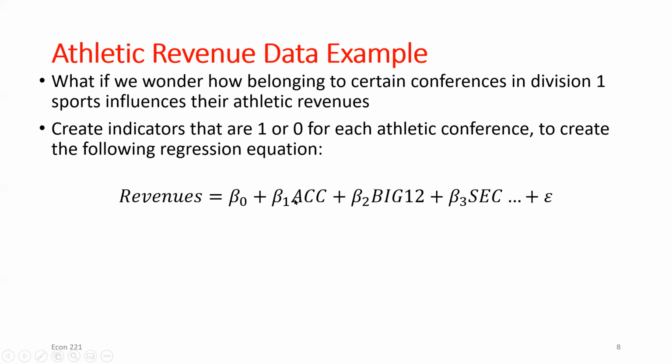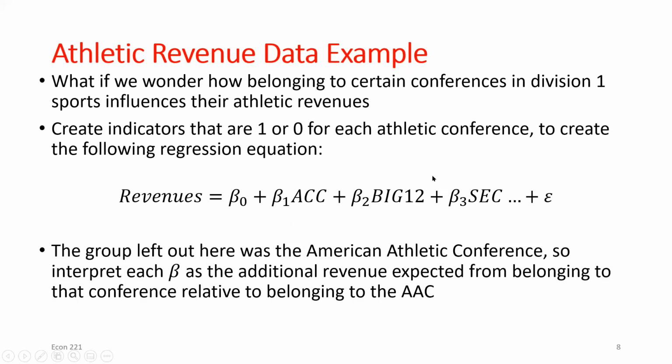And here are the indicator variables that I created, because I also had a variable that just said athletic conference. Anyways, Big 12, Southeast Conference, right? So I had a qualitative variable. I then created a bunch of indicator variables that were just a 1 if the team belonged to the ACC, 0 if not. 1 if the team belonged to the Big 12, 0 if not, et cetera, okay? So the one that I left out was the AAC, which is the American Athletic Conference, right?